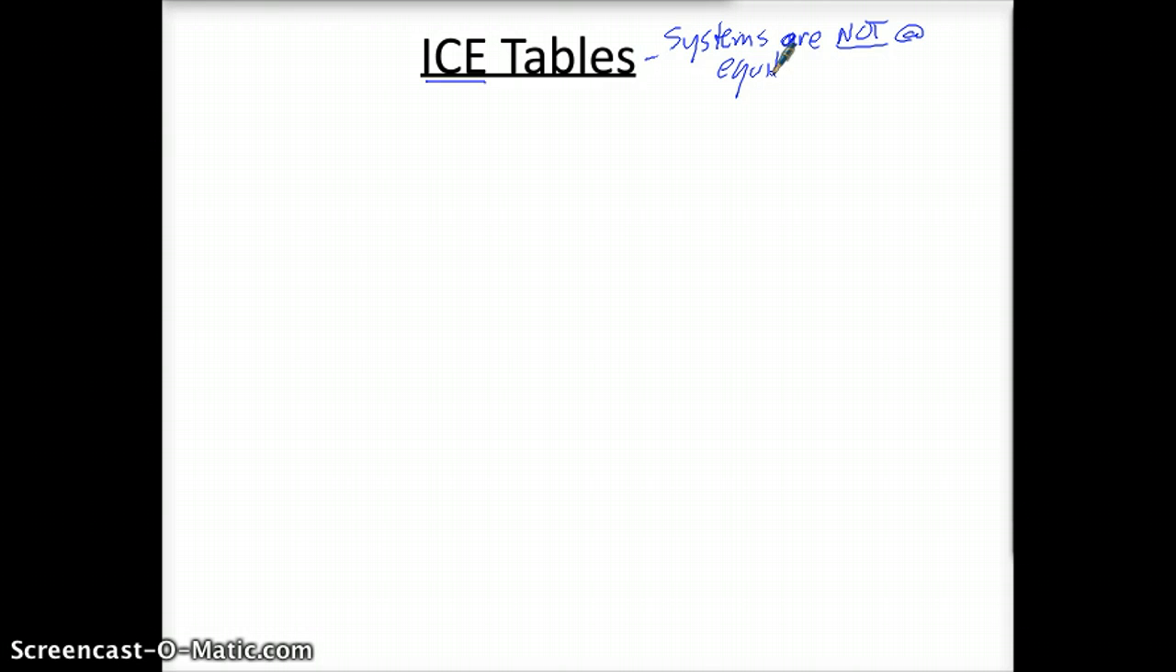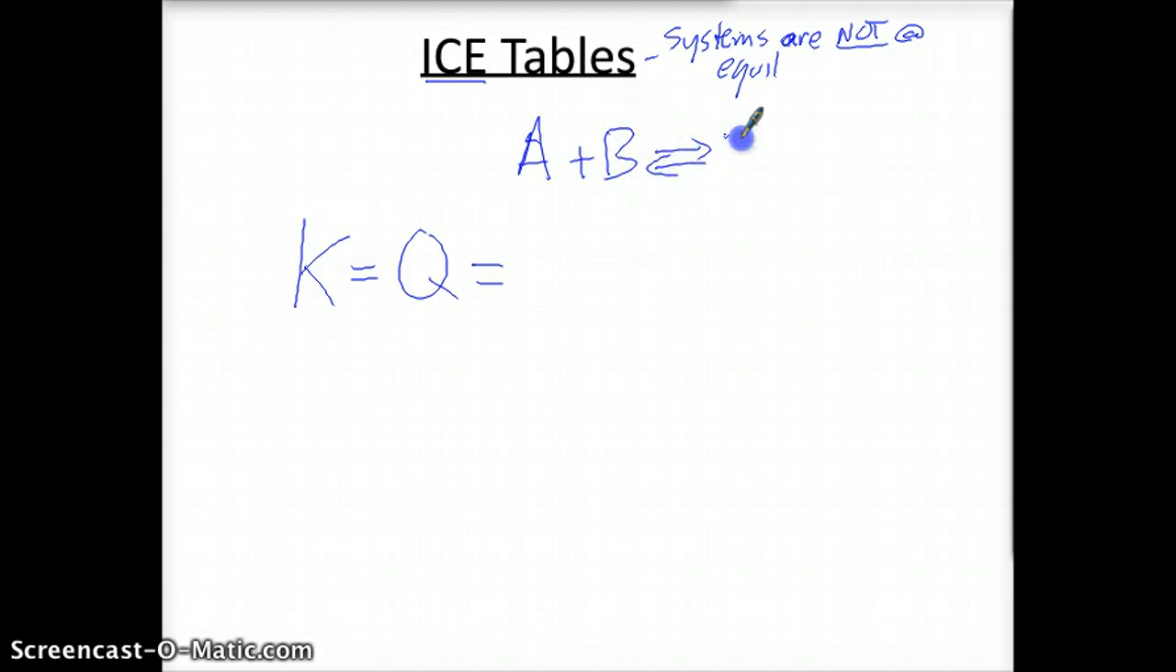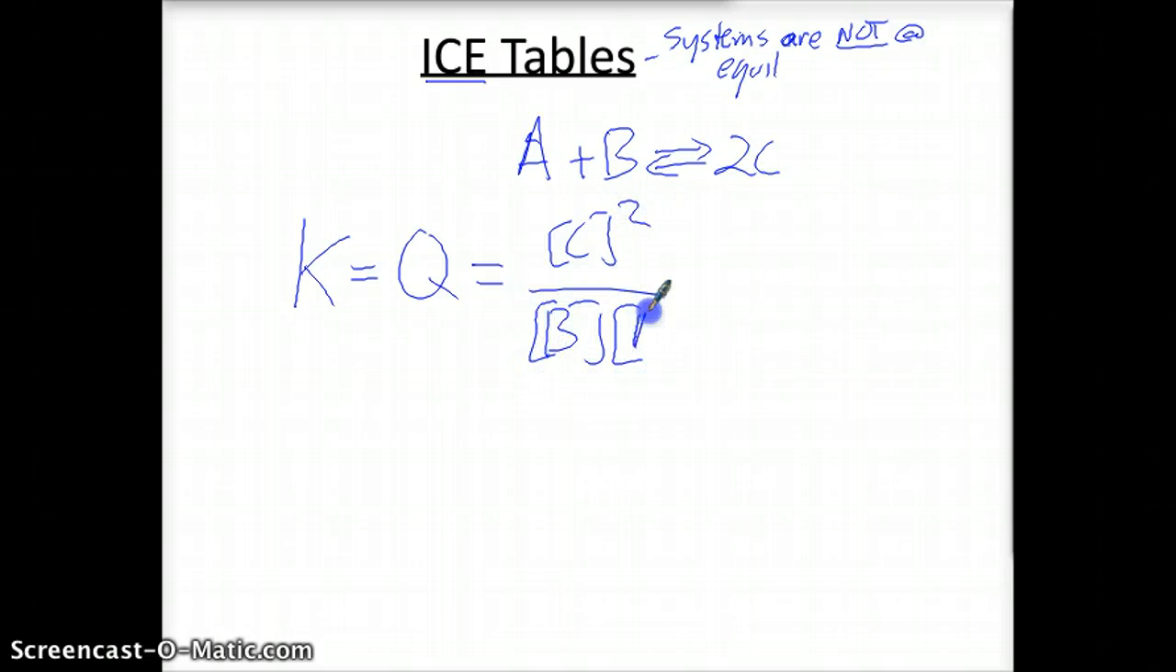So, what we know is the equilibrium constant K is equal to Q when you're at equilibrium. And this is always, if you have a reaction of A plus B with 2C, going to be the concentration of C squared over the concentration of B times A to the power of 1. We can only solve for K if these concentrations are at equilibrium.